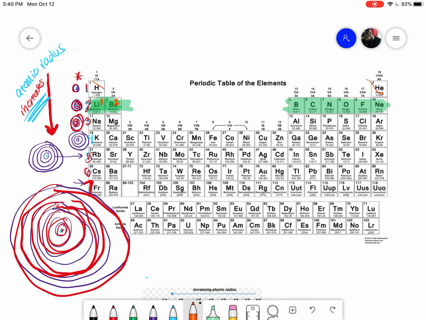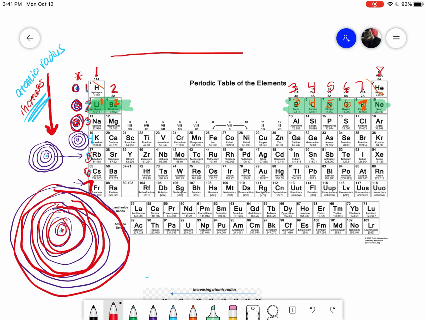Beryllium has 2 on the second shell. Boron 3, carbon 4, nitrogen 5, oxygen 6, fluorine 7. And this should look familiar because these are our valence electron numbers. And so as we go across and we're adding electrons, it gets smaller.